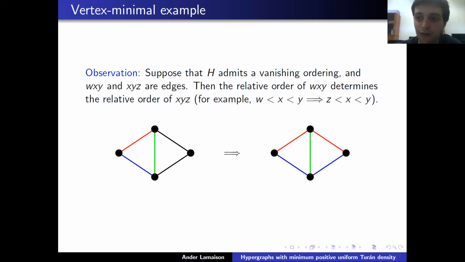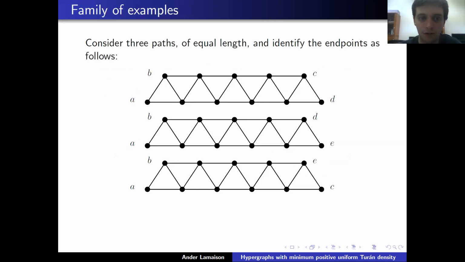So this is useful for our infinite family of examples, which looks like this. We are going to take three tight paths of equal length, and we are going to identify the endpoints. On one side, we are going to identify the endpoints equally, so A with A and B with B. And on the other side, we are going to identify them cyclically. So C with C, D with D, and E with E.